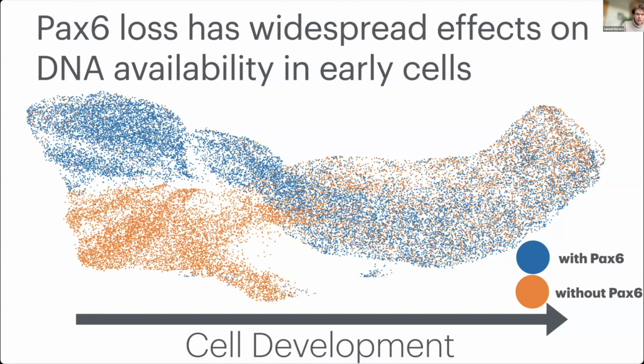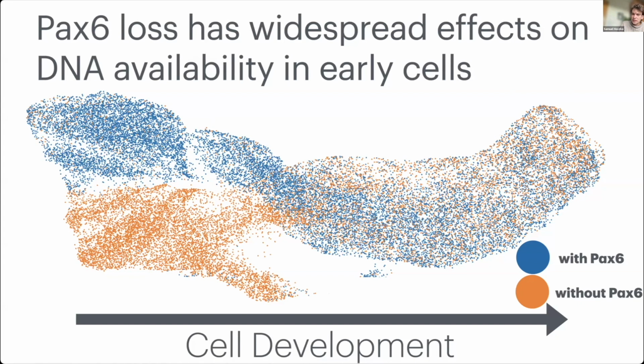Each of these dots is color-coded into the blue dots which have PAX6 and orange cells which don't have any PAX6. And the cells develop from left to right. So on the left-hand side, we have progenitor cells, and on the right-hand side, we have mature neurons to which these progenitor cells develop into. What's important here is, just like in the data that Calvin showed us, cells without PAX6, if you look at the right-hand side, we can see that they form very normal neurons.